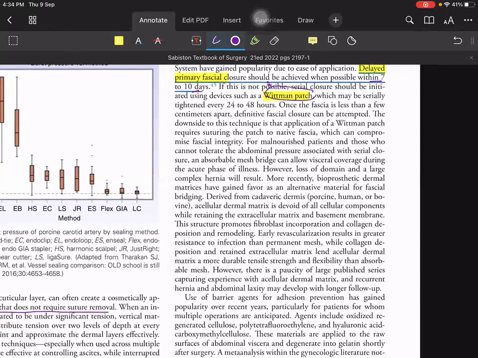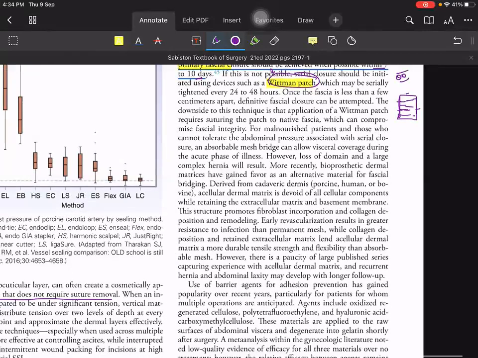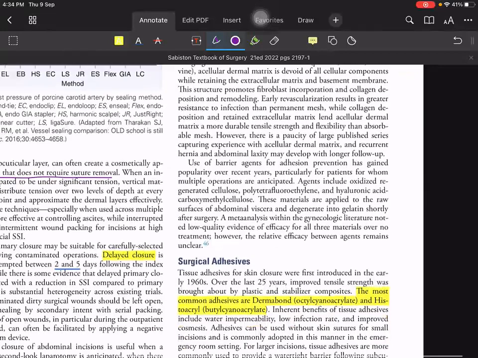If it is not possible to do this delayed primary fascial closure, one patch is there. Its name is called Whitman patch. Newly added section 21, Whitman patch. What is Whitman patch? If you apply this patch like this, daily you have to adjust it, and you have to close. It's tightened every 24 to 48 hours.